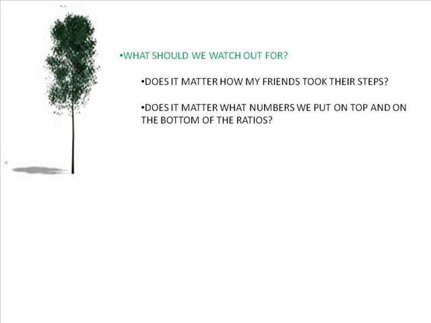For instance, does it matter how my friends took their steps? In other words, would it make sense, if I'm setting up my proportion and we need to know the length of the shadow of both, say, the tree and of Haley, for Brandon to walk off the height of the tree and Ashley to walk off the height of Haley? Probably not, because their strides are probably going to be really different from one another. I predict that Brandon's stride is going to be a lot larger than Ashley's stride. So that's one thing we can look out for.